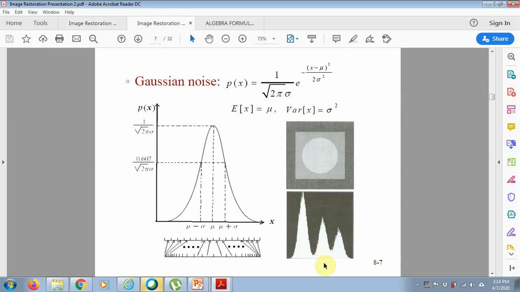This is a Gaussian noise: 1 upon root of 2 pi sigma, multiplied by exponential of minus (x minus mu) whole bracket square upon 2 sigma square. You need to memorize this formula for a Gaussian noise.